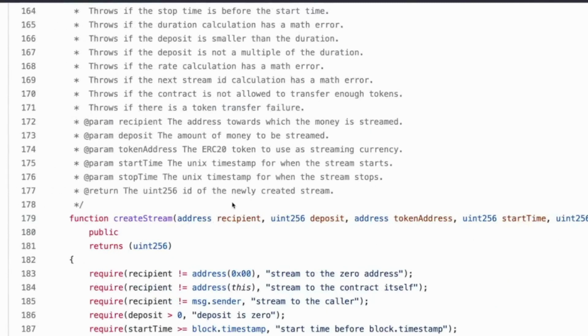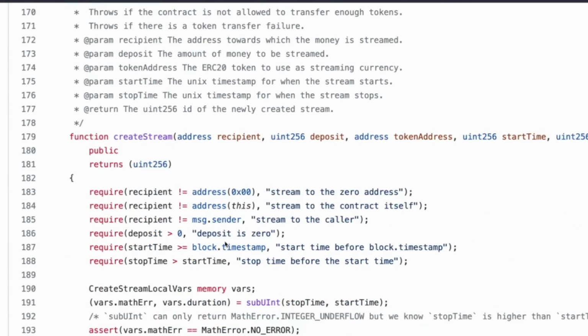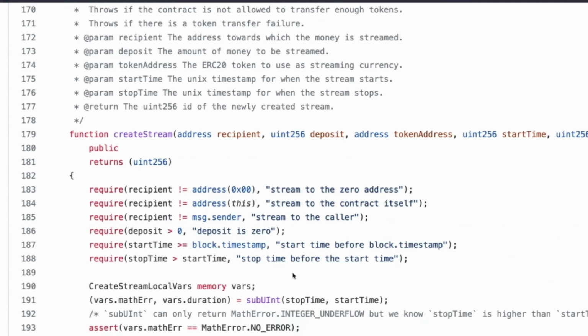I wonder how it knows when the start time is. I don't know. What I also wonder is here, I would have token address, and then I would ask people to input the decimals of the token. Decimals, yeah. So I wonder where they get the decimals. So he has all the things that will make a throw. So obviously address 0, stream to the contract itself, stream to the caller, deposit is 0. Yeah, start time can't be before the current time. Obviously, you can't retroactively stream something, and same with stop time.